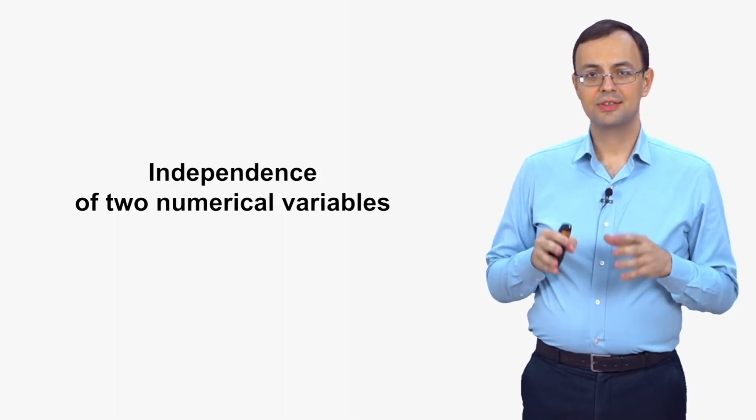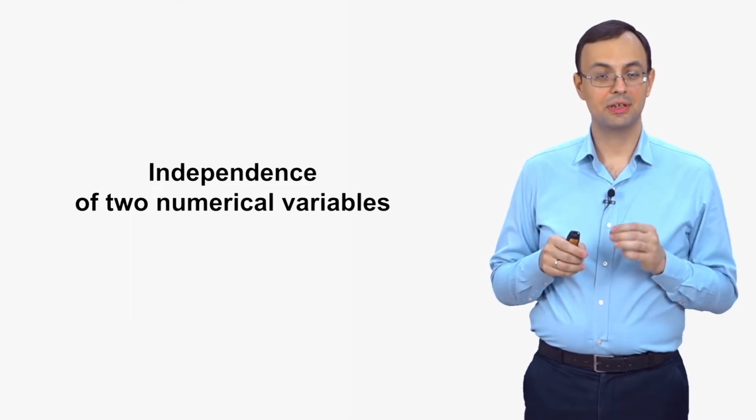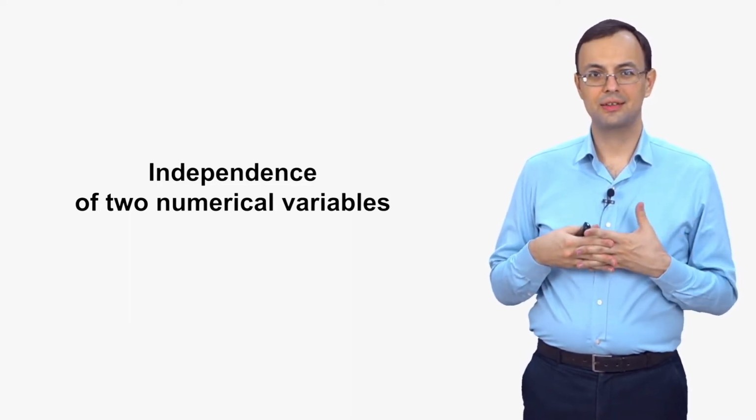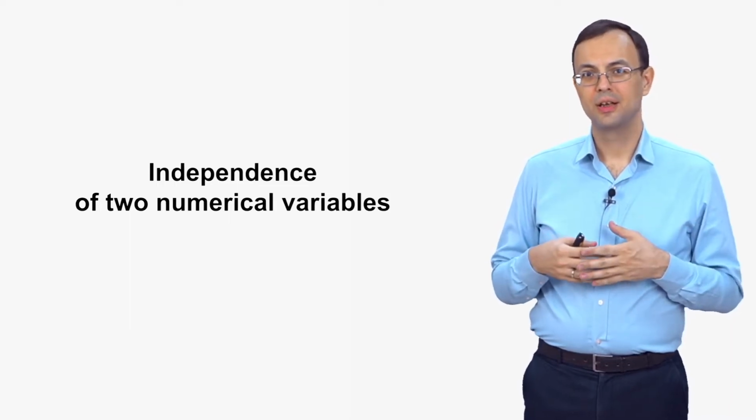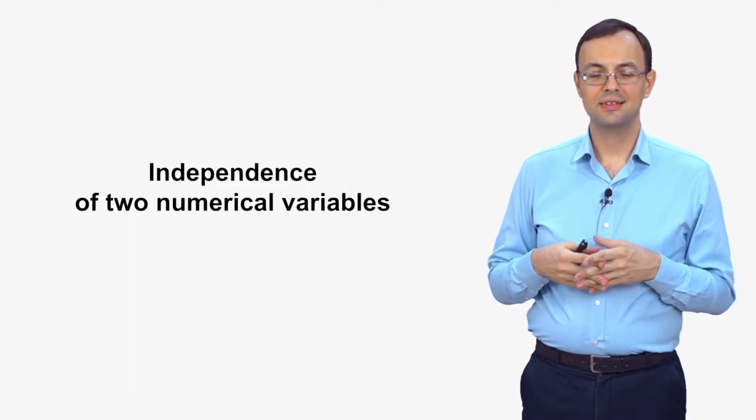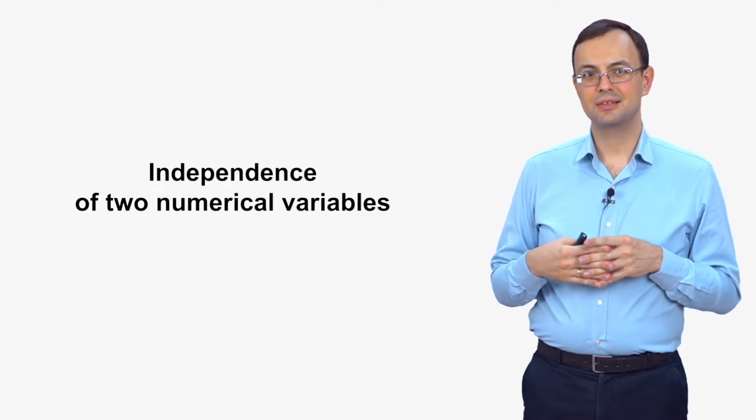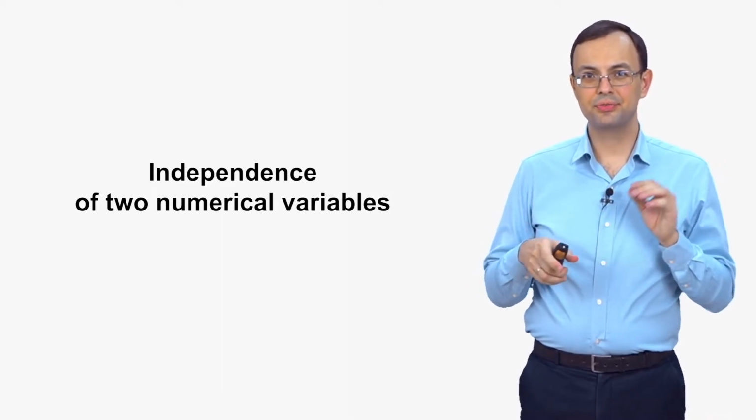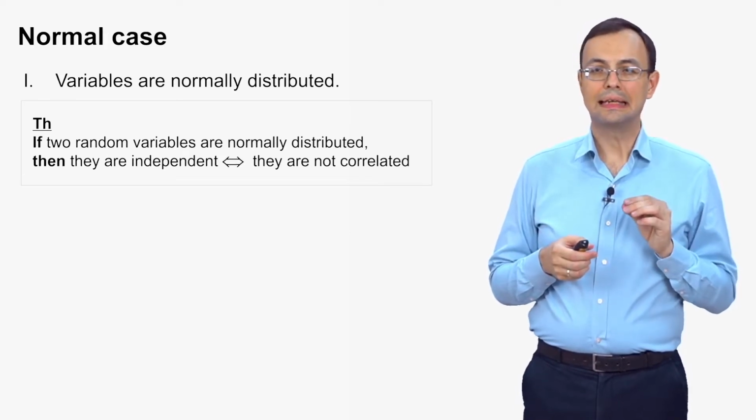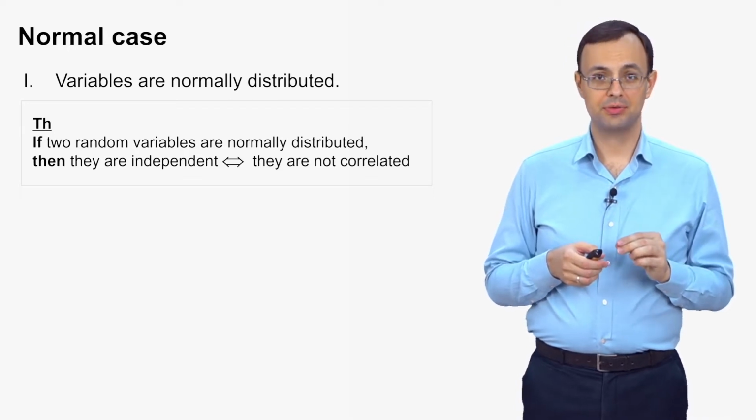And now let's consider the third case, the case of two numerical variables. I guess that this case is the most important one of the three cases we are discussing today. This situation is subdivided into three subcases. The first one is when our two numerical variables are normally distributed.